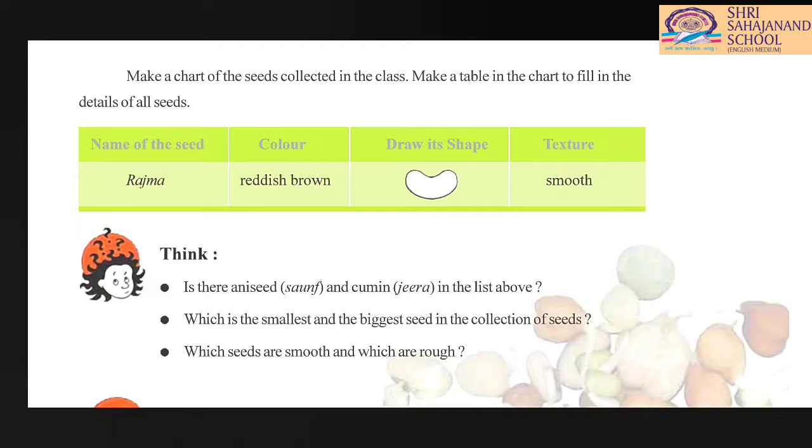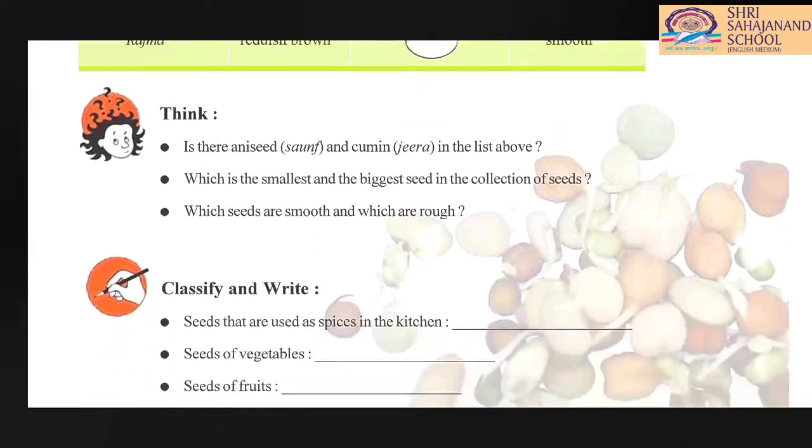Is it clear, Bacha Party? Should we move ahead? Okay, let's go.